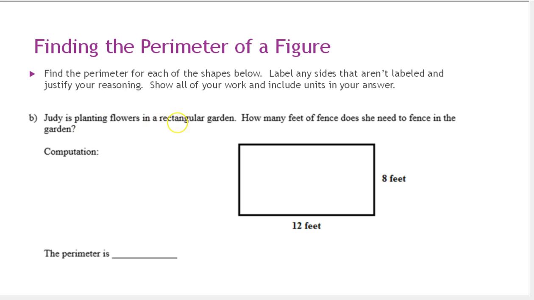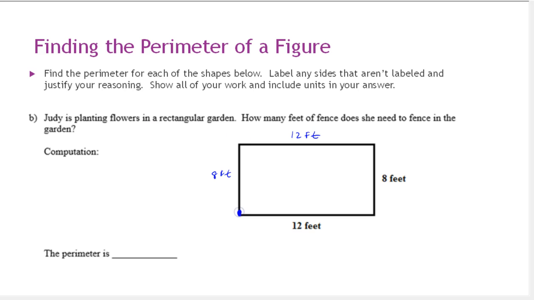Judy is planting flowers in a rectangular garden. How many feet of fence does she need to fence in the garden? Okay. So here's a picture of the garden. Notice we're given 2 values. Since it's rectangular, that means that the opposite sides are the same length. So this side is also 8 feet, and this side is also 12 feet.